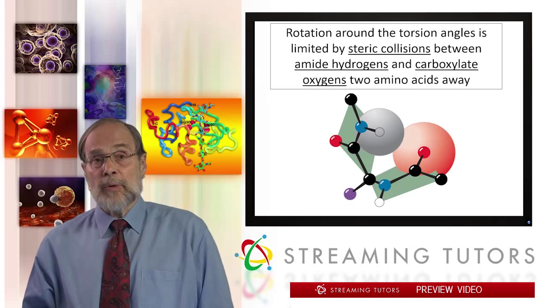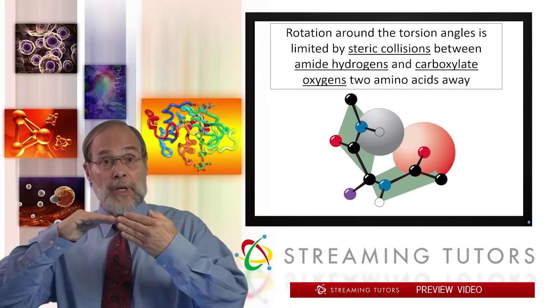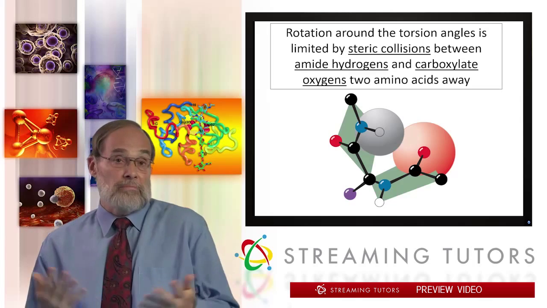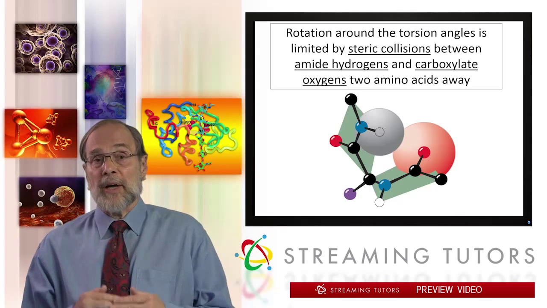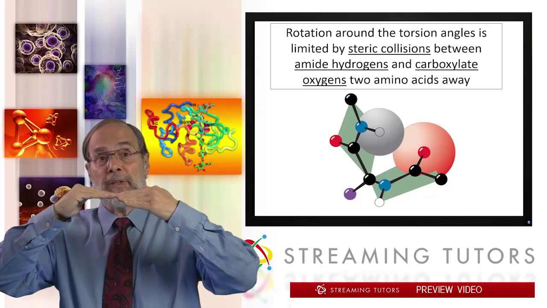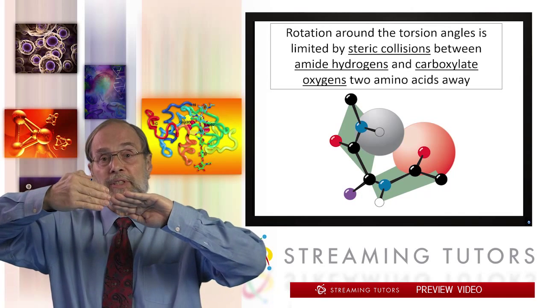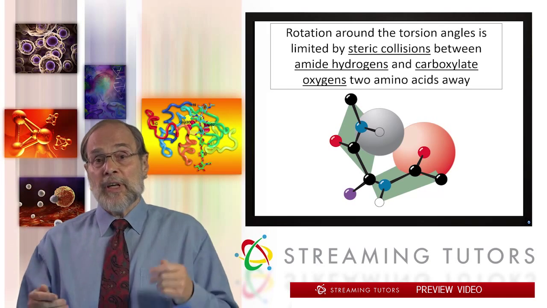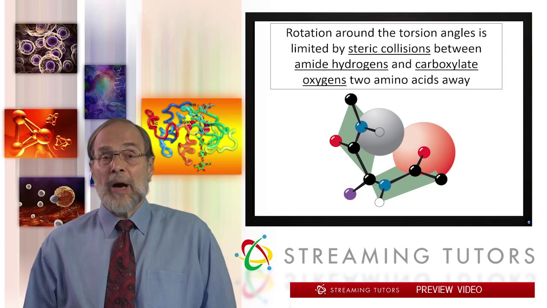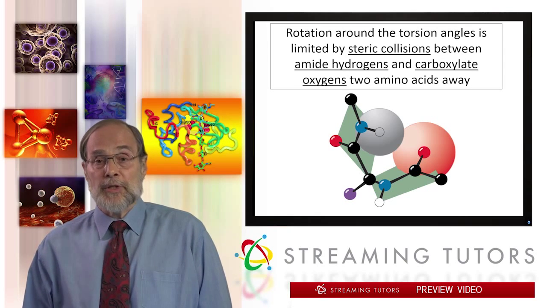Okay. So now the question is, why do we care about these rotations? Aren't the rotations just infinite so that they're not an issue? Turns out that they're not. At the extreme case, if we rotate around the phi and psi bonds far enough, the amino acid side chains start to clash. This is an illustration of that.